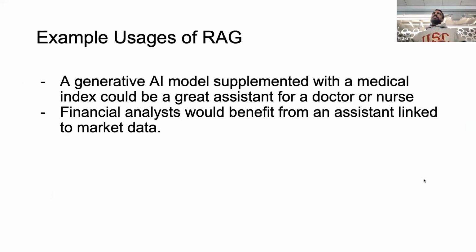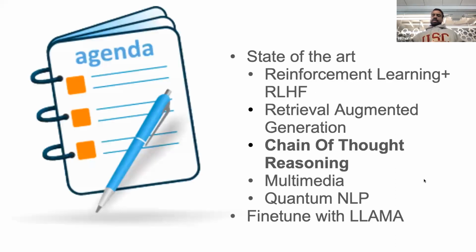So the examples are like, hey, we can use this AI model supplemented with a medical index. That way it could be a great assistant for a doctor or nurse, and your data is hopefully still staying in your local hospital. You don't want personally identifiable information to get out of the hospital. Same thing in the financial world, analysts could benefit from an assistant linked to marketing data. That's a quick introduction of what people have been doing on GPT.